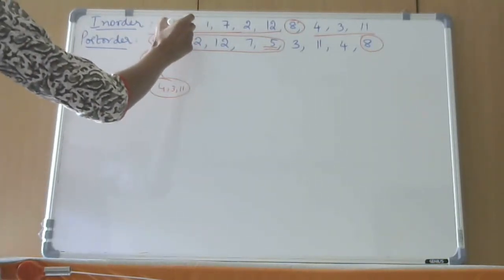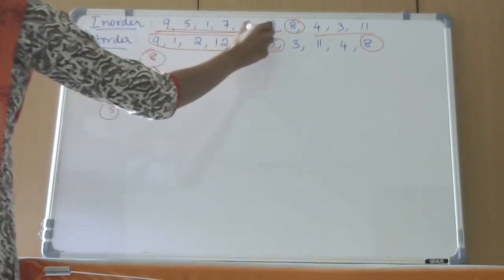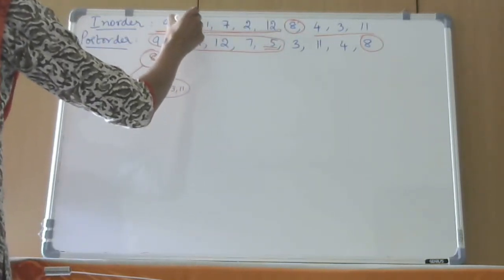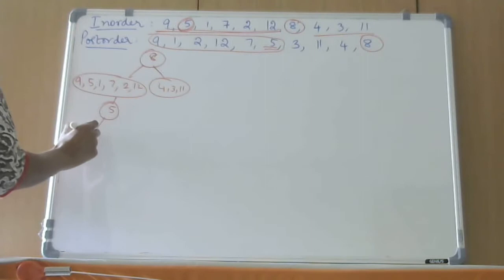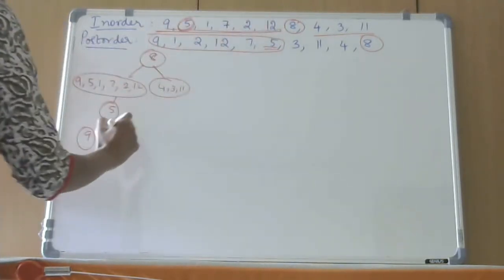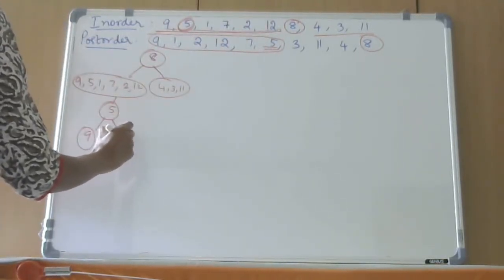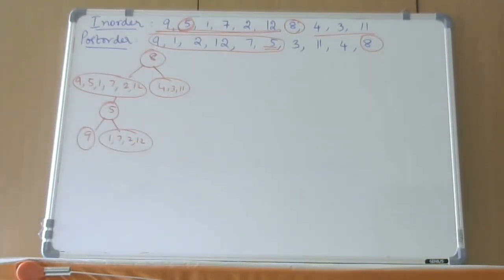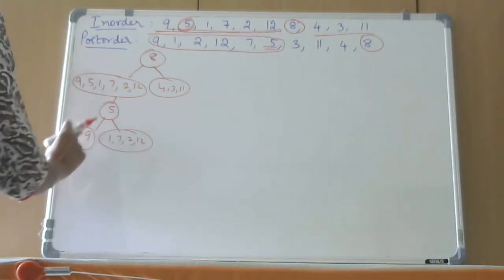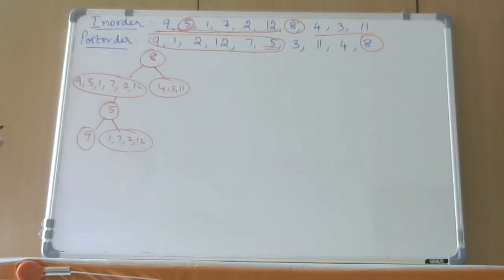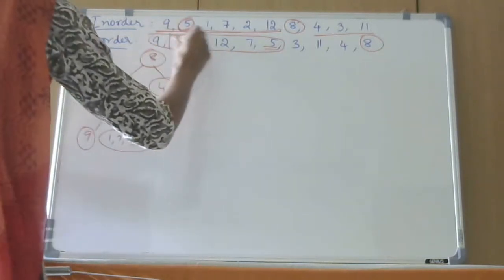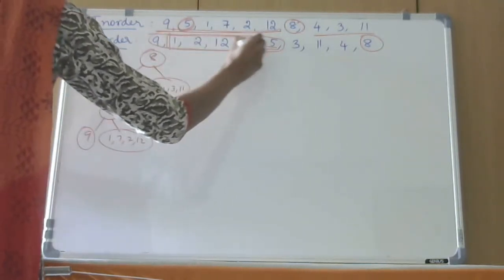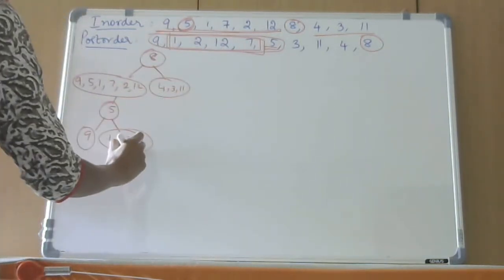Again, go to in order. If you look at these elements, 5 is here. Left of 5 is 9. Rest all is coming right of 5. So 1, 7, 2, 12, all these are right of 5. Okay? Again, I am done with this part. If you look at 1, 7, 2, 12, which is coming last? 7 is coming last. So 7 will be the root.